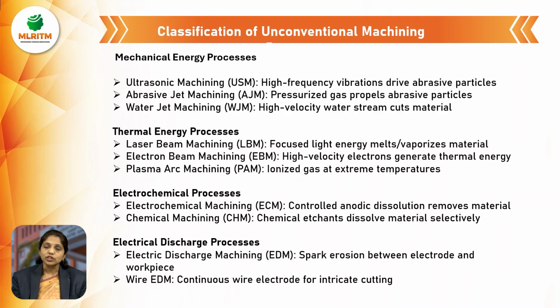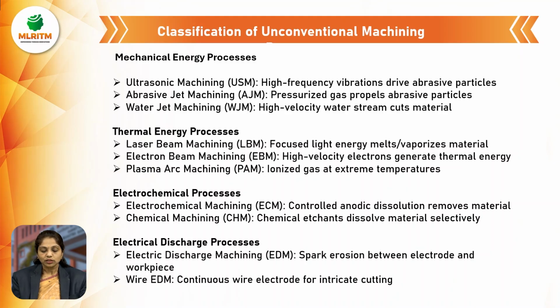Here there is a conversion from one energy source to another. Initially the supply of power and voltage gives electrical energy, which is converted into thermal energy. By the use of this thermal energy, the metal can be removed. The third energy source is the electrochemical process. This electrochemical technique is used to remove metal from the workpiece.